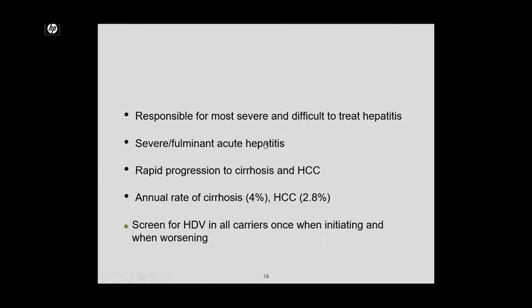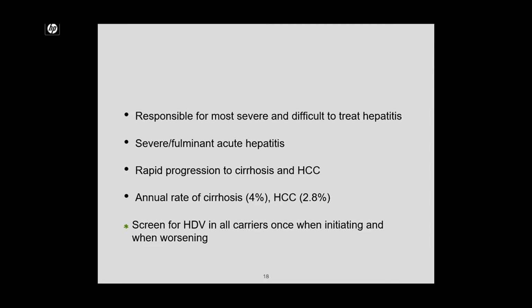So Hep D is responsible for most severe and difficult to treat hepatitis. Severe fulminant acute hepatitis cases occur in patients with co-infection. It rapidly progresses to cirrhosis and cancer. So it progresses like a decade earlier than we expect from Hep B and C. And the annual rate of cirrhosis and cancer, we have seen, is high.